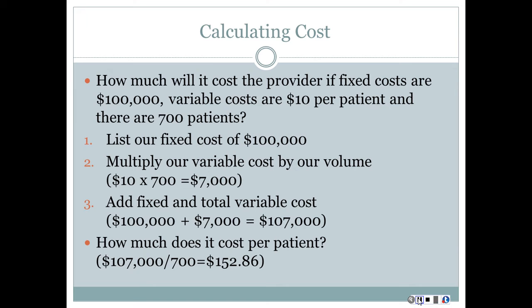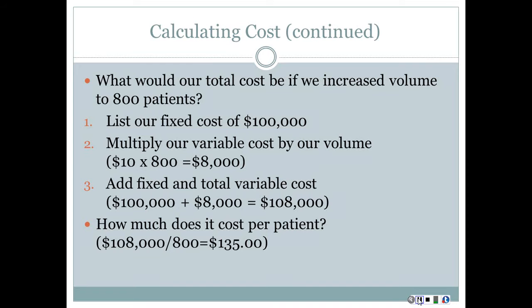Well, how much is it going to cost us per patient? It's going to cost us $107,000 divided by our 700 patients, $152 and about 86 cents, rounding to the nearest penny. So that's how much we'd need to charge in order just to break even, $152.86.